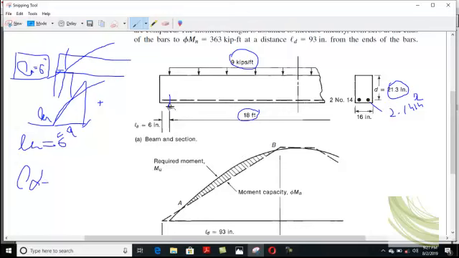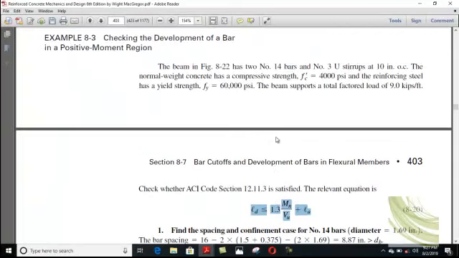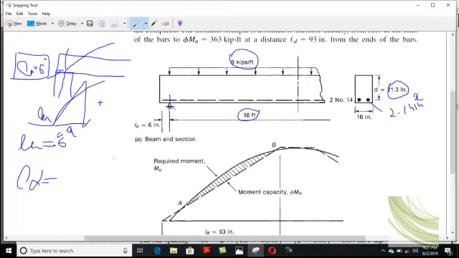The spacing of the bars is given in the example. U stirrups are at 10-inch center to center, and this 10 is also less than d by 2, so your ACI stirrup criteria is fulfilled.